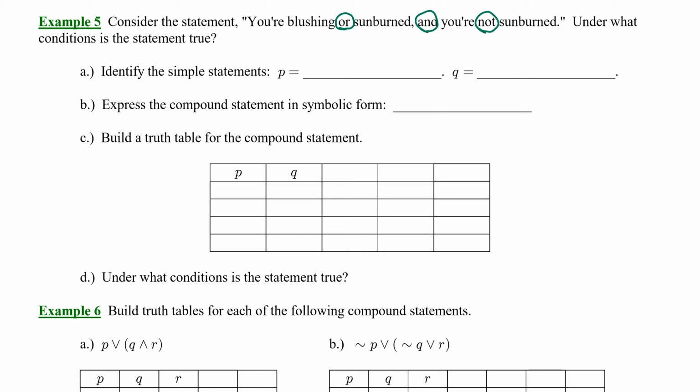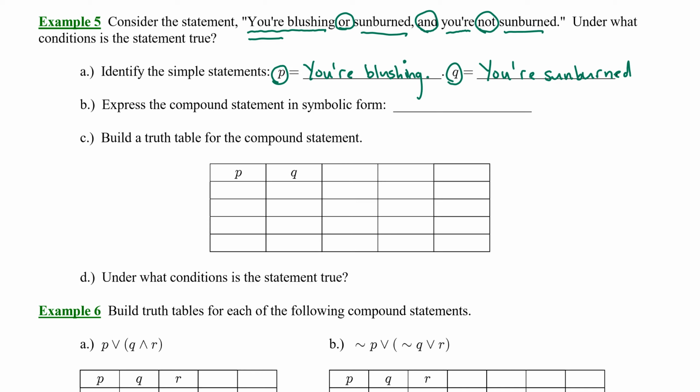Let's begin by identifying the simple statements. One simple statement is you are blushing. Another simple statement here, you're sunburned, right? You are sunburned. And the last simple statement here, disregarding any connective, I'm not going to include or, and, or not in the definition of my simple statements. We have another repetition of the statement Q, you're sunburned. Okay? So when I define simple statements, they never ever contain connectives.